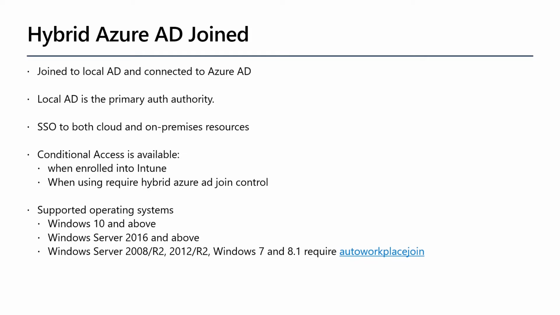Supported operating systems for Hybrid Azure AD Join are Windows 10 and above, Windows Server 2016 and above. And for down-level devices, Windows Server 2008 R2, Windows Server 2012 R2, Windows 7, and Windows 8.1. But for down-level devices, we require to have the Auto Workplace Join package installed.